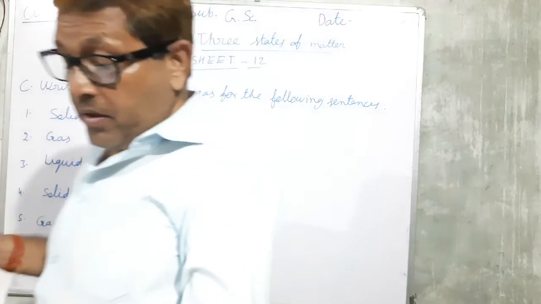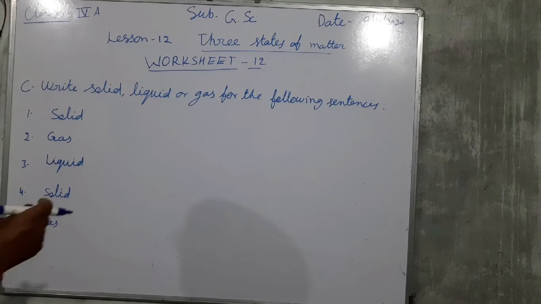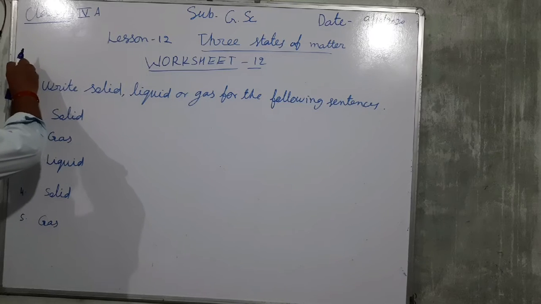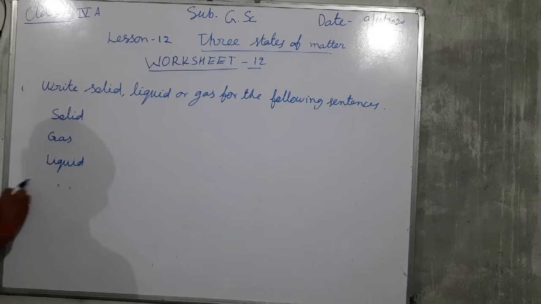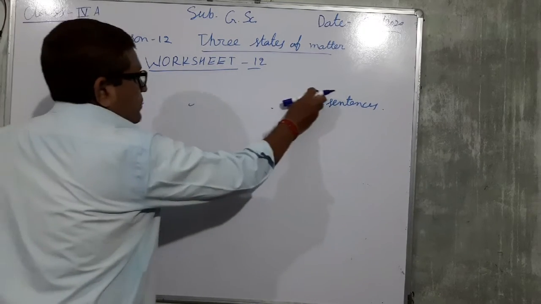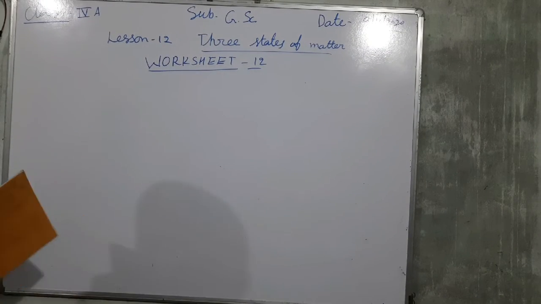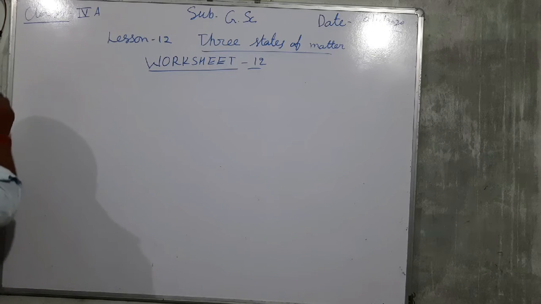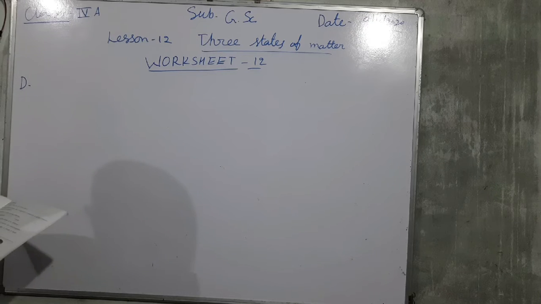So now we can write the D. After C we can write D. Write T for true and F for false.